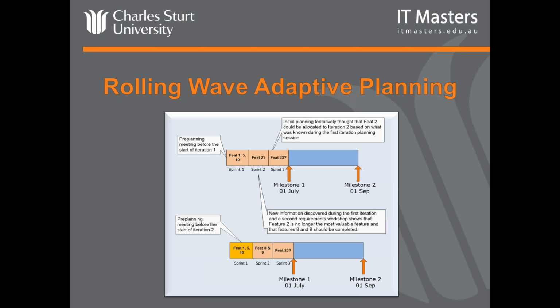We don't know when that's going to be yet. It depends. If it's the top of the list for the release backlog for sprint 3, then it would go in, and feature 23, which is currently shown for sprint 3, would move out, and so on and so forth. So this is what adaptive planning is.